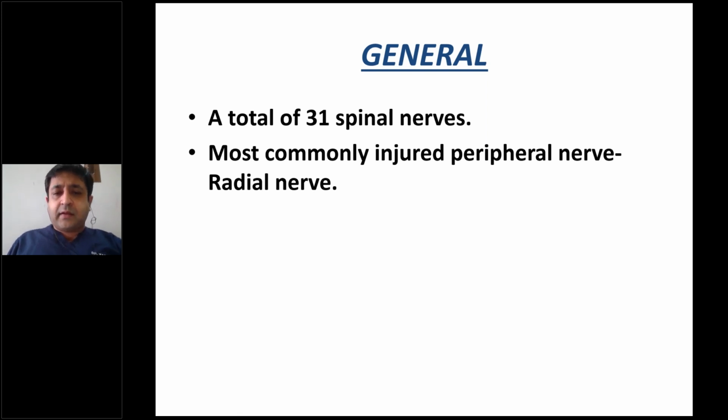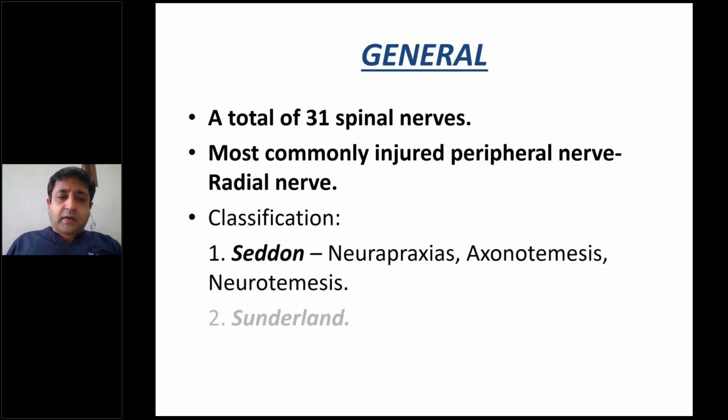So what we'll be dealing with in this talk are the important peripheral nerve injuries, their concepts of diagnosis and management. Out of all the peripheral nerves, the most commonly injured peripheral nerve is the radial nerve in the upper limb. There are two important classification systems for nerve injuries, namely the Seddon classification and the Sunderland classification. We'll just briefly touch the important one, which is the Seddon classification.